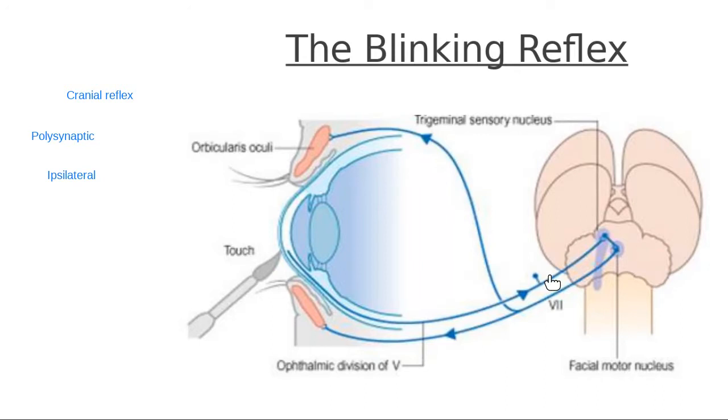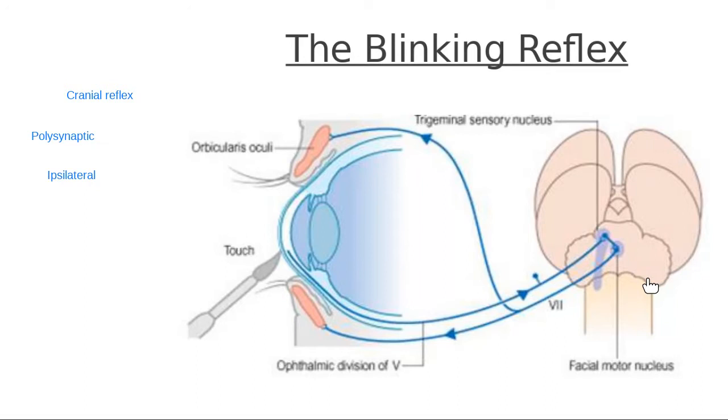Yeah, so Gloria, when we say this is a cranial reflex, it's because what's going on right here, where the sensory information and the motor information are being processed, is not the spinal cord. So that makes this a cranial reflex, because this is not the spinal cord where we're doing the processing.